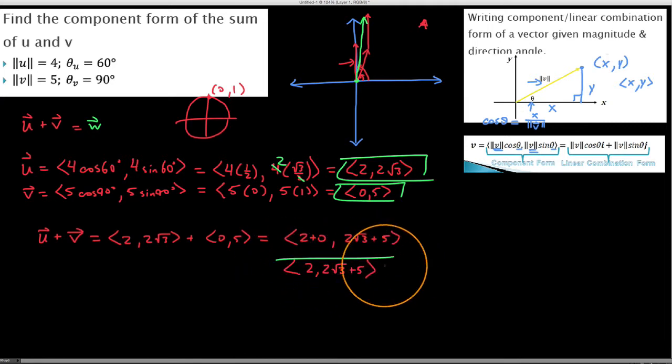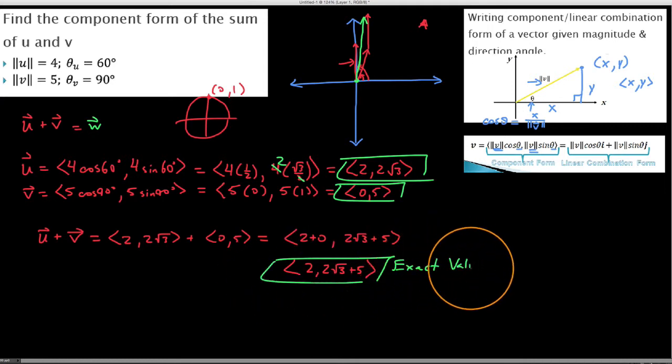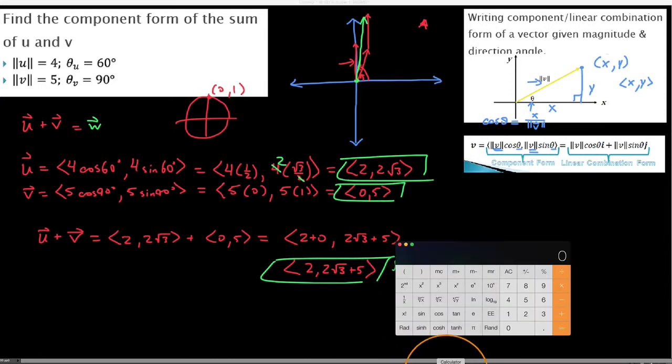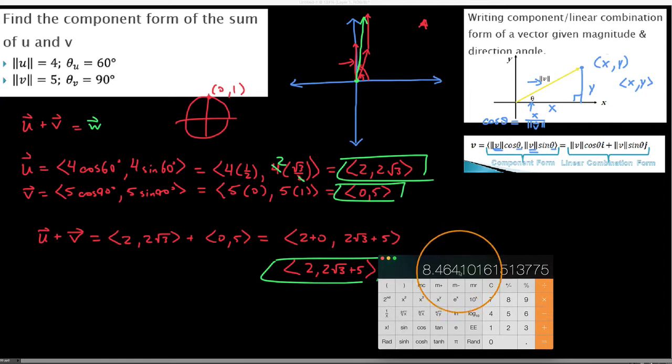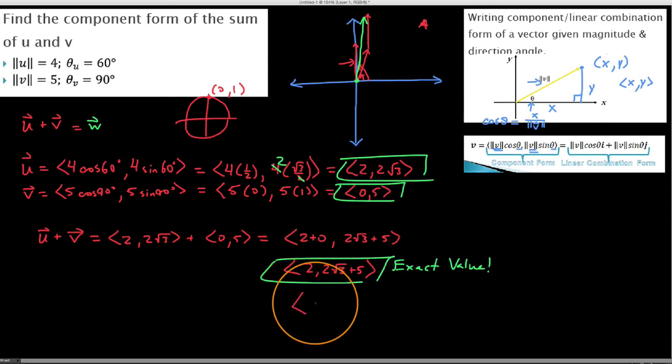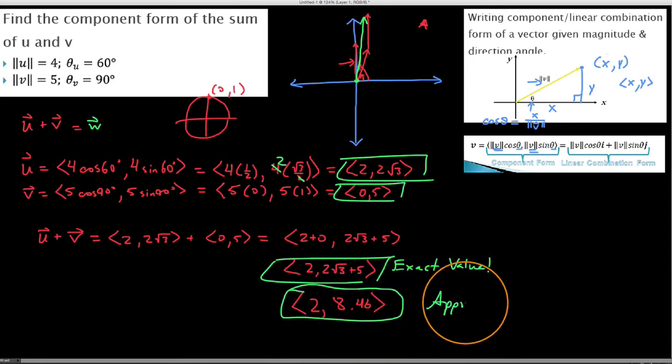So now, here's the thing. I want you to be getting an exact value. This is the best practice here. But I don't think it's a crime to actually convert at least this y component here to a decimal. So we know it's 2 comma something, but we just don't know what that something is. So we see the square root of 3 times 2, add another 5 on there, you get about 8.46-ish. So we get 2 comma 8.46-ish.